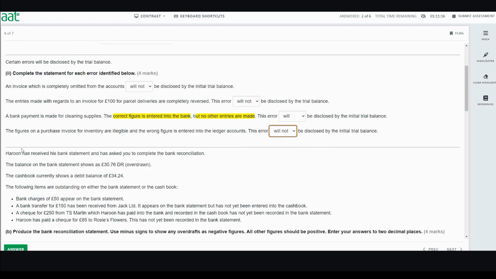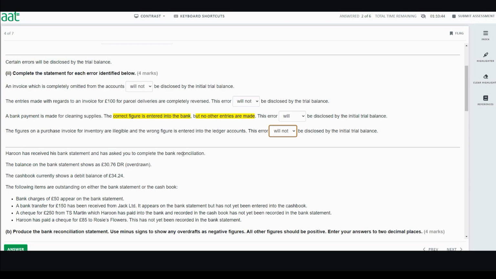The next one then, we've got Arun has received his bank statement and has asked you to complete a bank reconciliation. The balance on the bank statement shows £30.76 overdrawn. The cash book currently shows a debit balance of £34.24. So that means the bank is overdrawn, but the cash book is positive. So think about that while you're going through these.